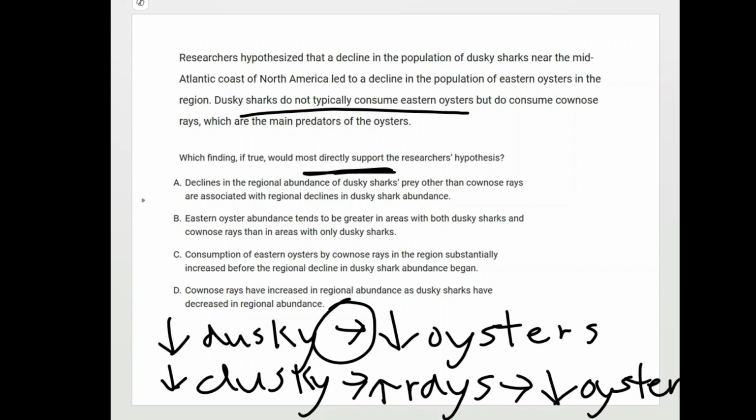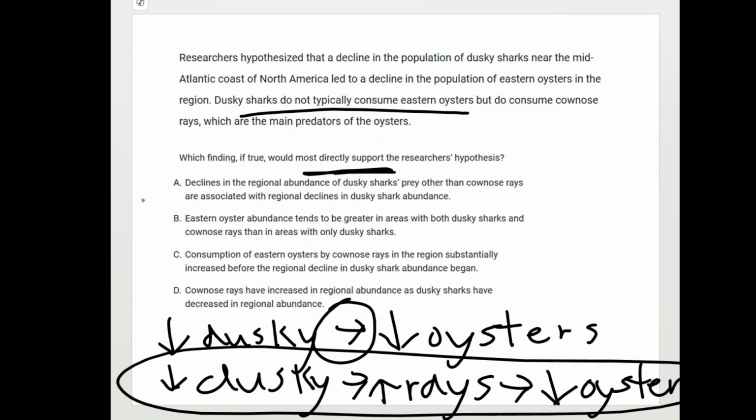Okay, so that's our if-then. If dusky sharks decrease, then cow-nosed rays will increase, which means that the oysters will decrease. It says, which finding, if true, would most directly support the researcher's hypothesis? So the hypothesis is that ultimately a decline in dusky sharks will lead to a decline in oysters, and under this relationship here, that's why that happens. So let's read the choices.